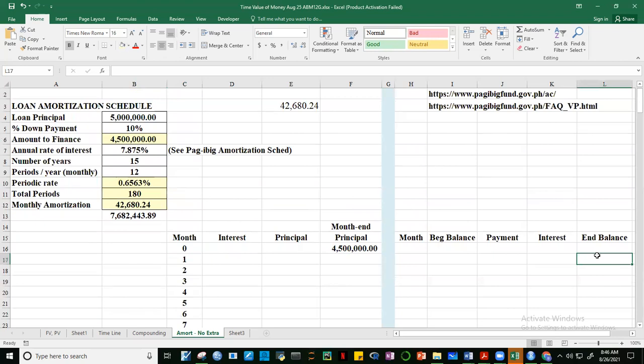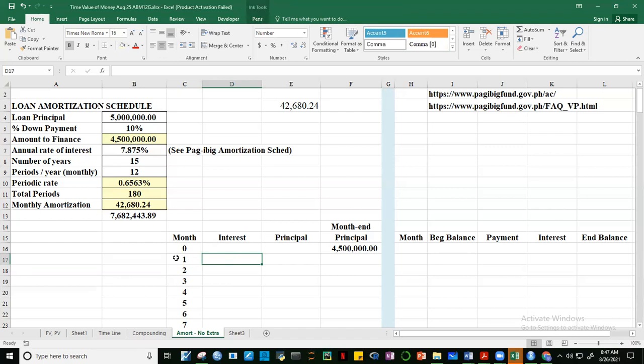So now guys, we have no interest payment in month 0 and no principal payment. Starting with month 1, we start paying. How much are we going to pay? We're going to pay 42,680.24. This is what we pay monthly. In our first payment in month 1, how much goes to interest and how much goes to principal?